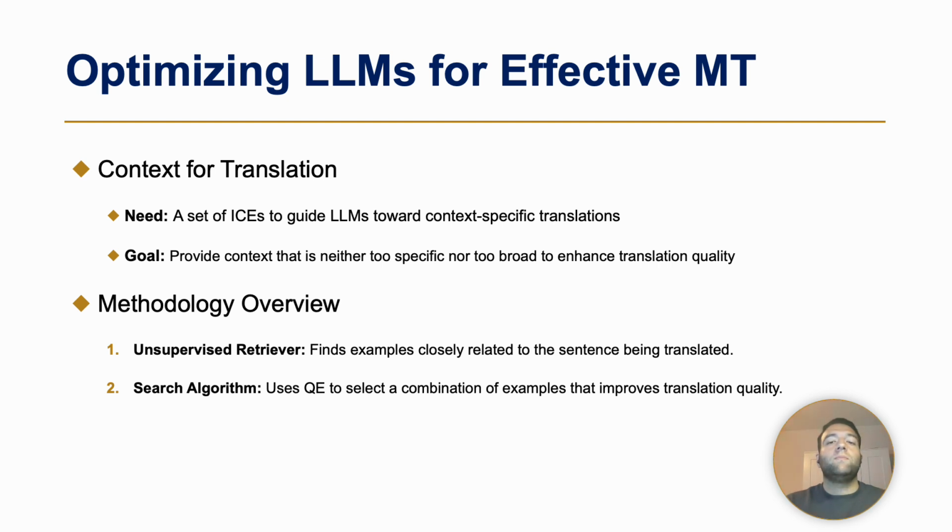Our goal with this work is to develop a methodology that optimizes both of these aspects in order to deliver high-quality machine translation. Our methodology for identifying effective in-context examples involves two key components. One, an unsupervised retriever that finds examples closely related to the sentence to be translated, and two, a search algorithm that uses QE to select a combination of examples that leads to the improvement of translation quality. In other words, aiming to maximize the BLEU score.